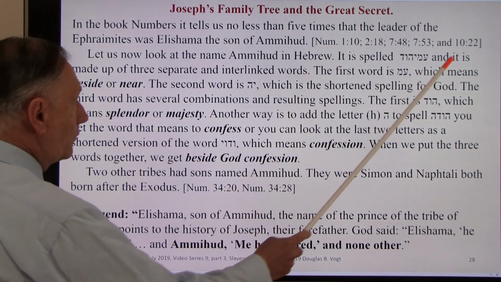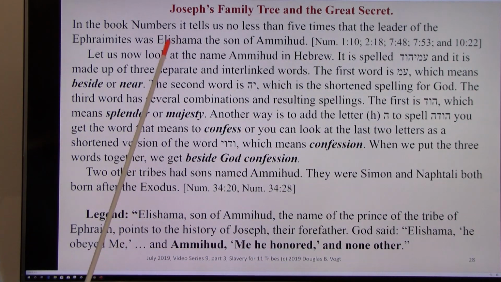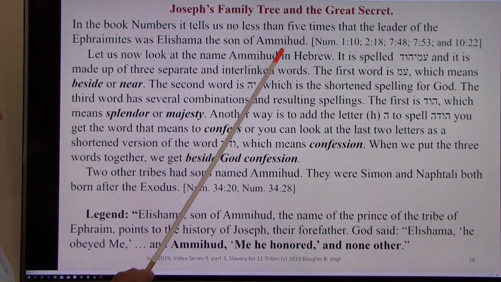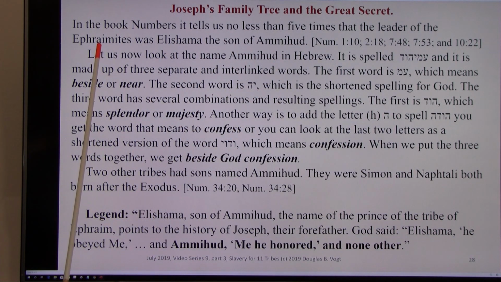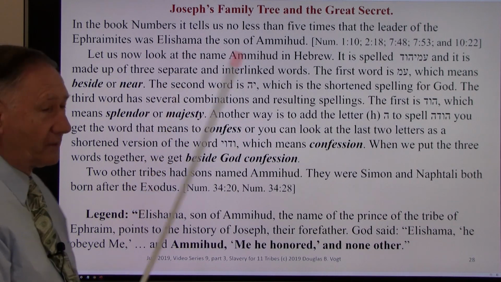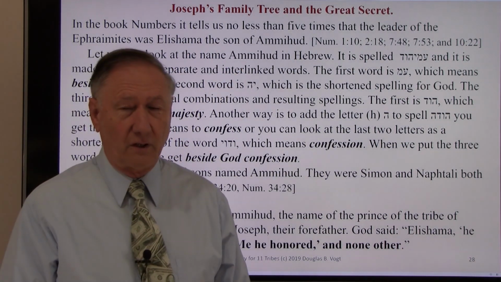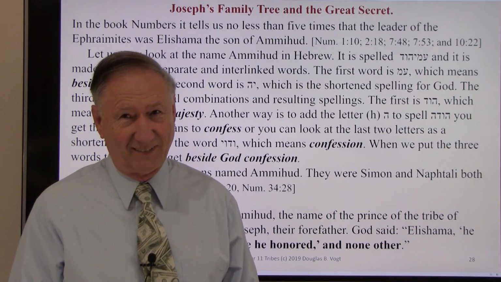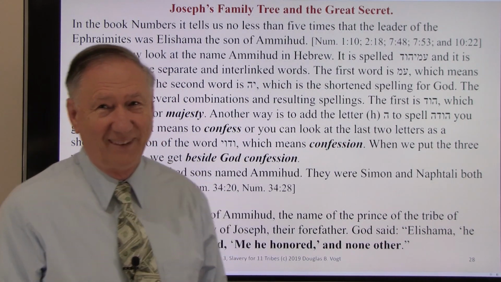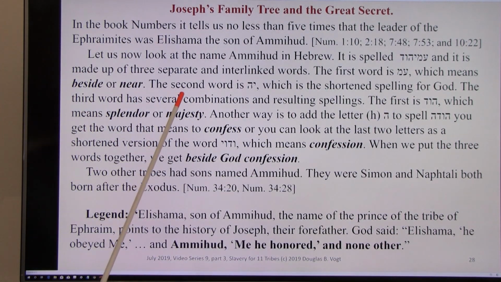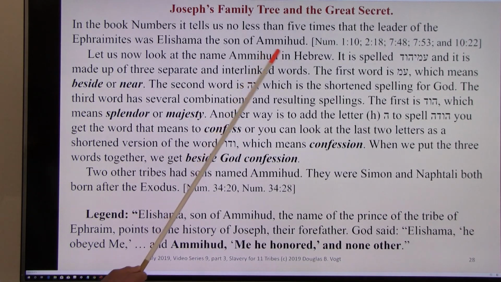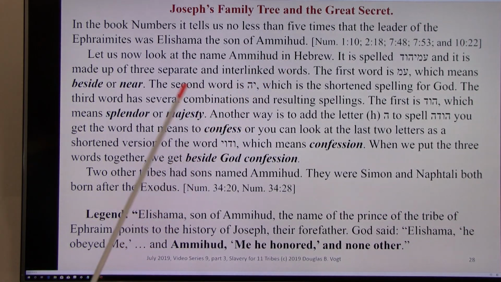This is the references of where he mentions it. This phrase, that Eliashima, son of Amihud, is the head of the Ephraimites. Eliashima is another version of Eliezer. It's him. And Amihud is the father.